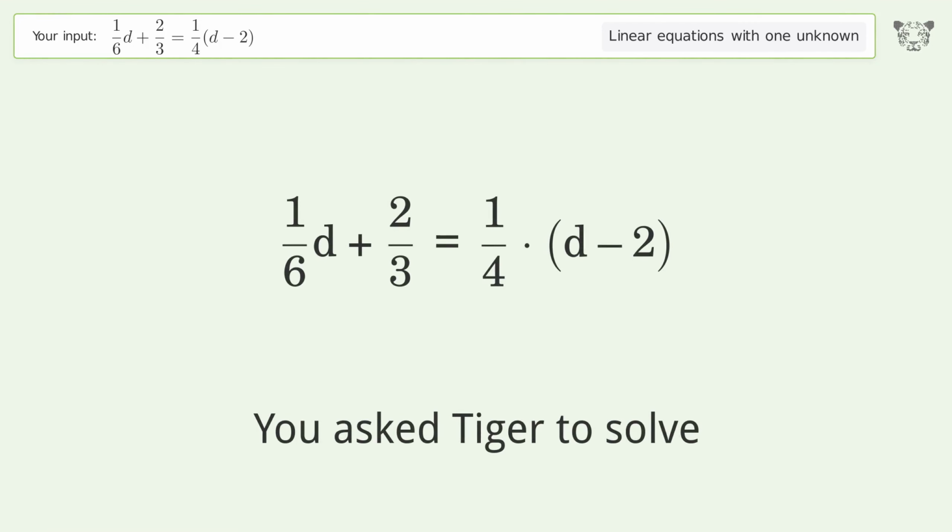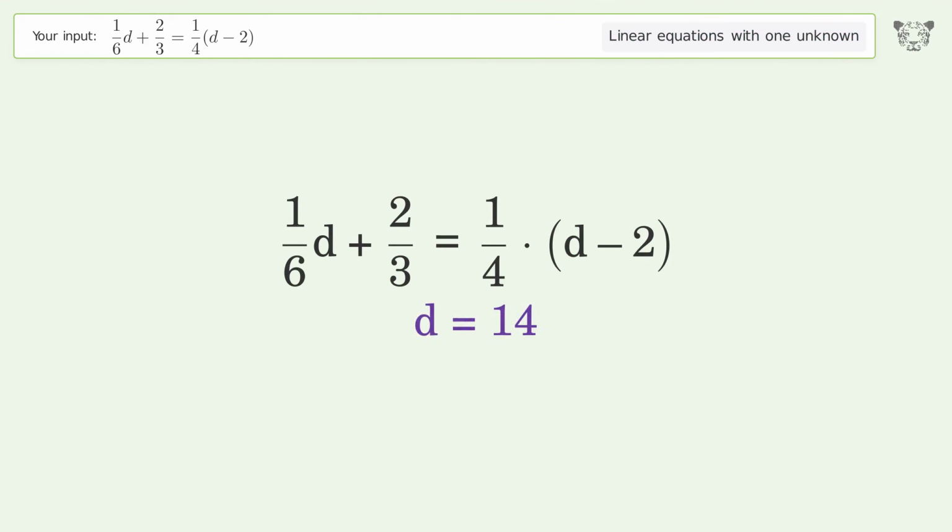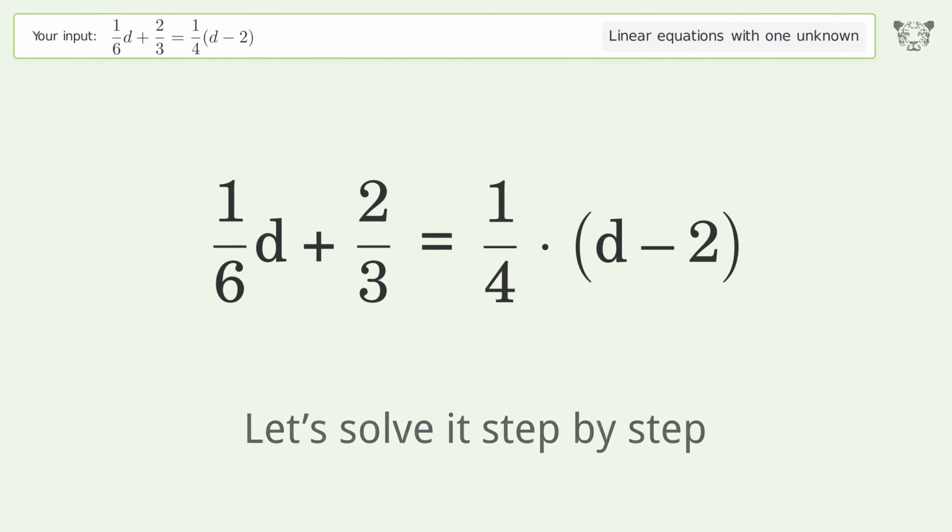You ask Tiger to solve. This deals with linear equations with one unknown. The final result is d equals 14. Let's solve it step by step.